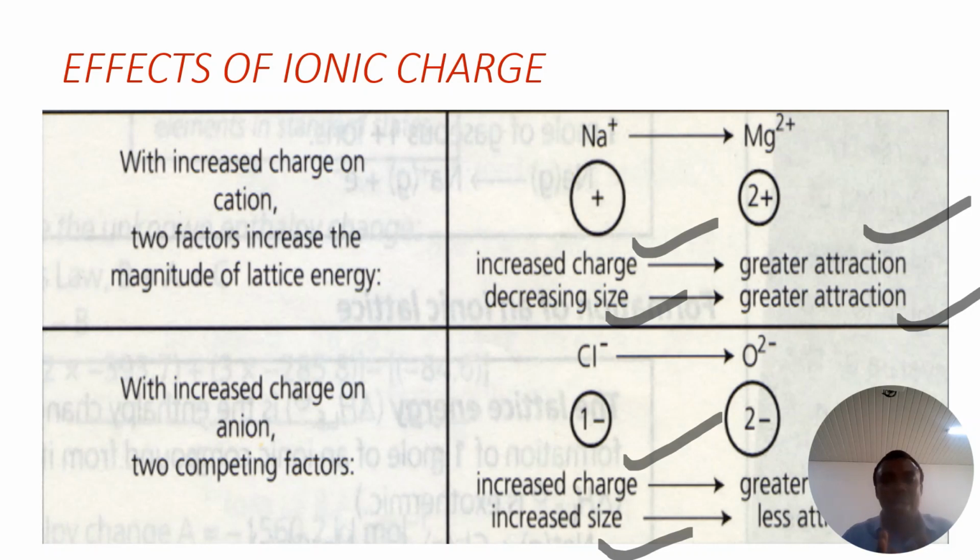So it is as simple as ABC. Those are the two major factors that affect the lattice energy, and also affect the strength of the ionic bond in an ionic compound. They also affect the electrostatic force of attraction in an ionic compound. So it's as simple as ABC.